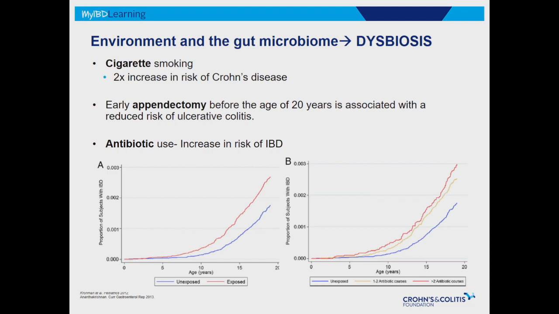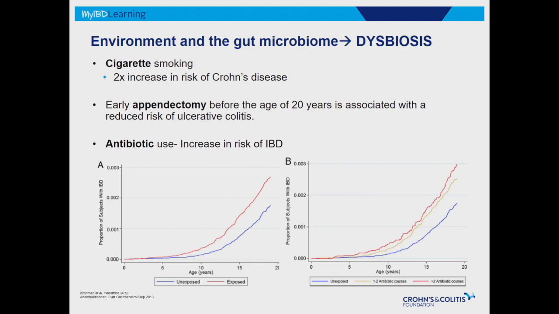Because the appendix has its own microbiome, and there's probably something protective in that microbiome that, when it's removed, the risk of ulcerative colitis development seems to go down. And we find that this is associated with changes in the microbiome.